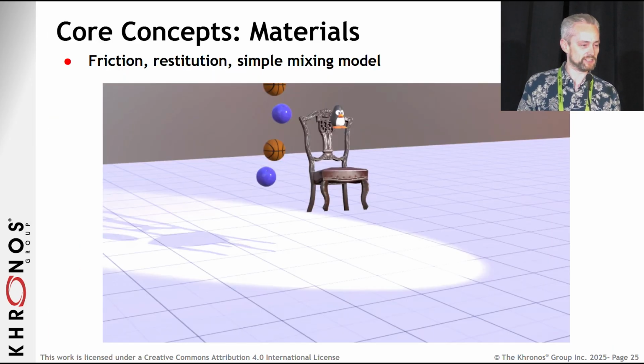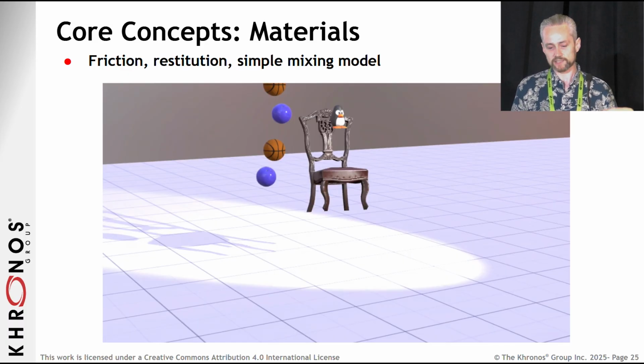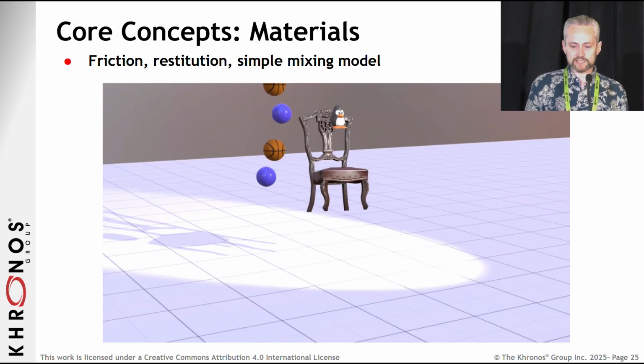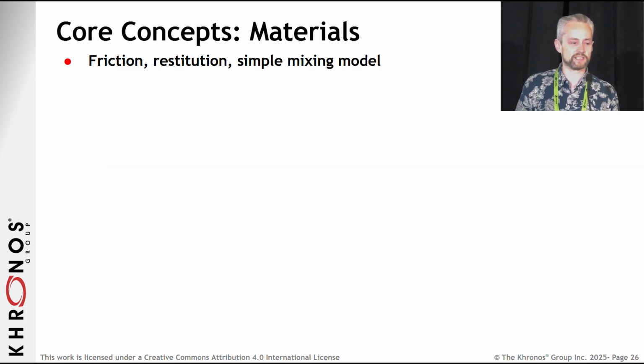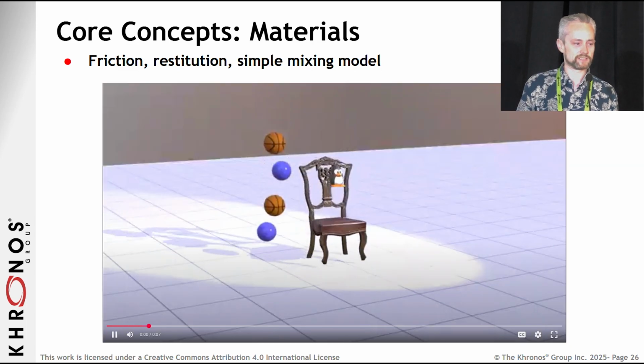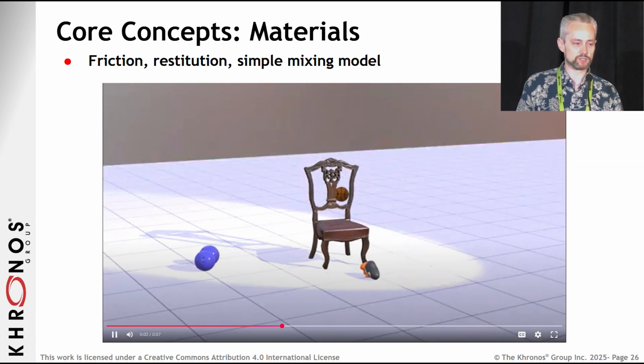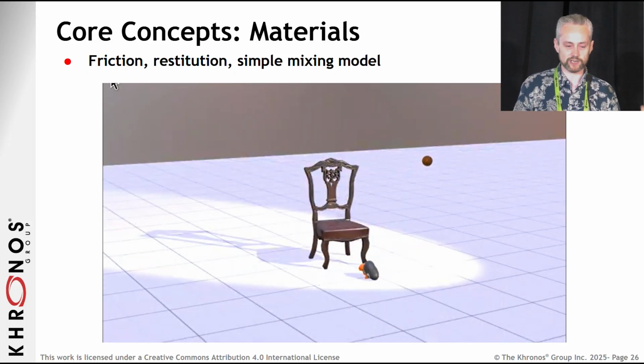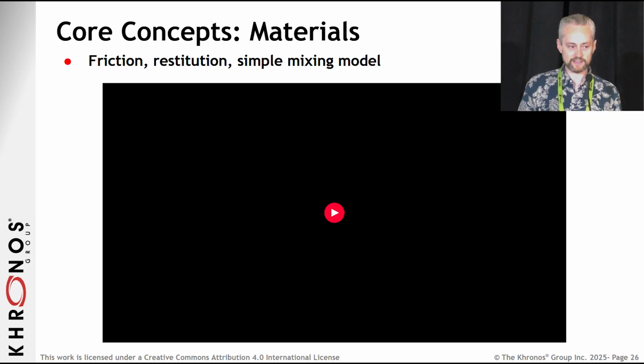So next thing we want to do is add some more believable behaviors to those things. So we need a physics material. We want to say these basketballs and bowling balls should bounce differently. So we have friction, restitution, and a simple mixing model that allows us to do a simulation and get much more believable behavior. And now we're starting to see this kind of rich, interesting simulation coming out of the physics.